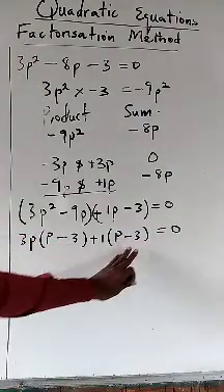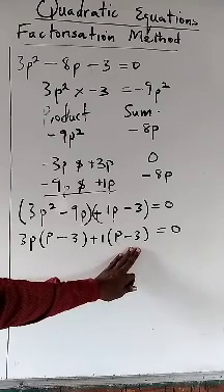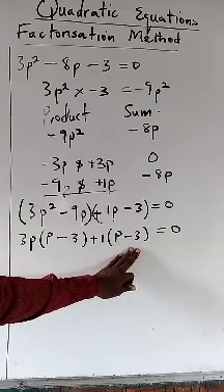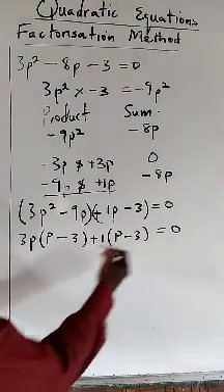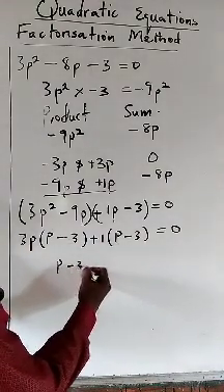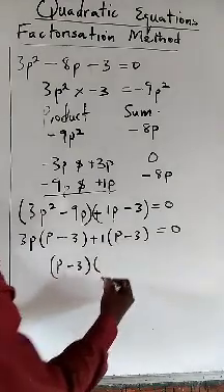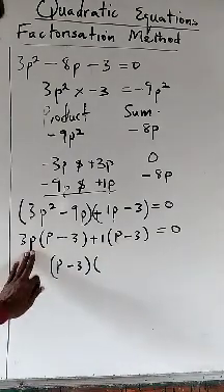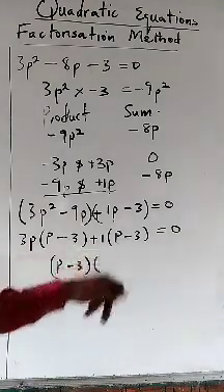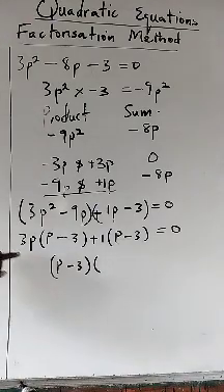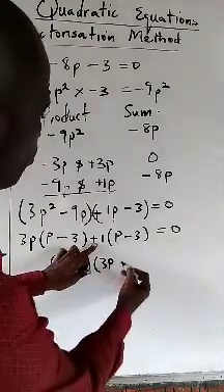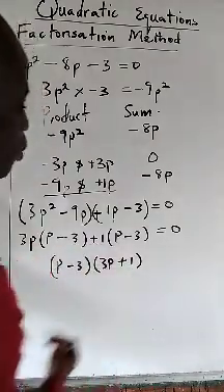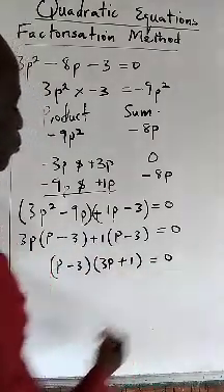So the two brackets will always be the same when you are factorizing, when you are solving by factorization method. What you do next, the ones that are the same, put it inside the bracket. Then open another bracket. The ones outside the first bracket and the ones outside the second bracket will be inside the second bracket. So this will give us 3p, then plus 1, close your bracket, equals 0.